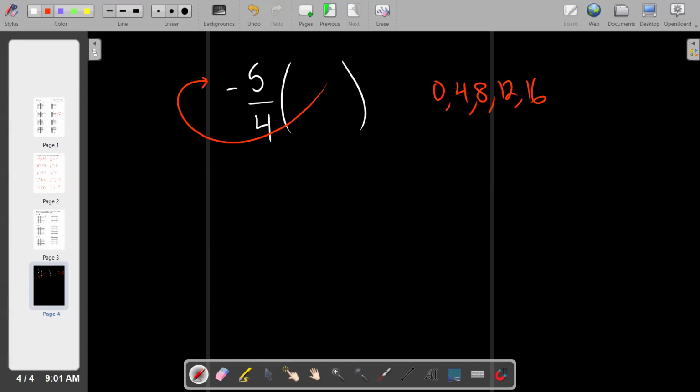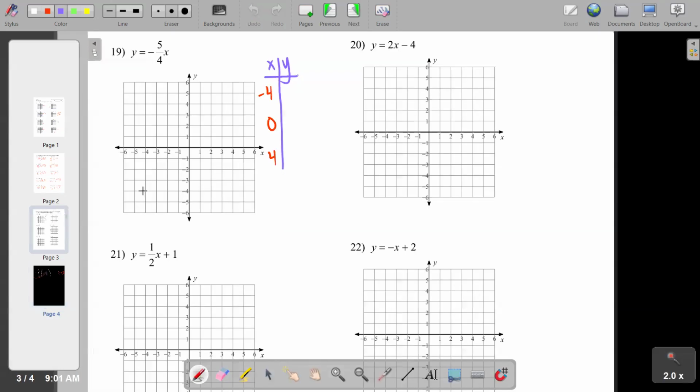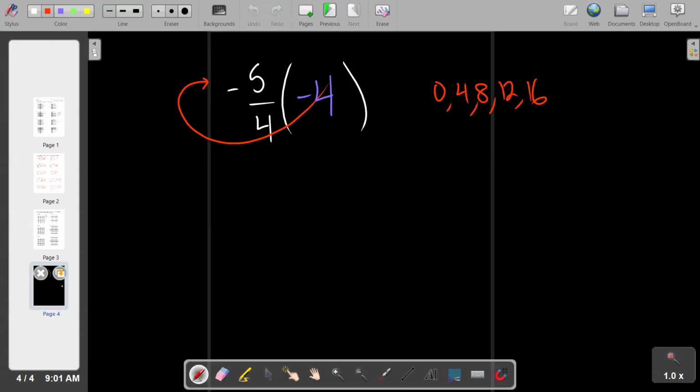So the first number in my table was a -4. So if I put a -4 right there, overall, a negative times a negative is a positive. What's 4 divided by 4? 1 times 5. 4 divided by 4 is 1. 1 times 5 is 5. So that means that I can put a 5 in my table like that. Okay, going back to the other page now.